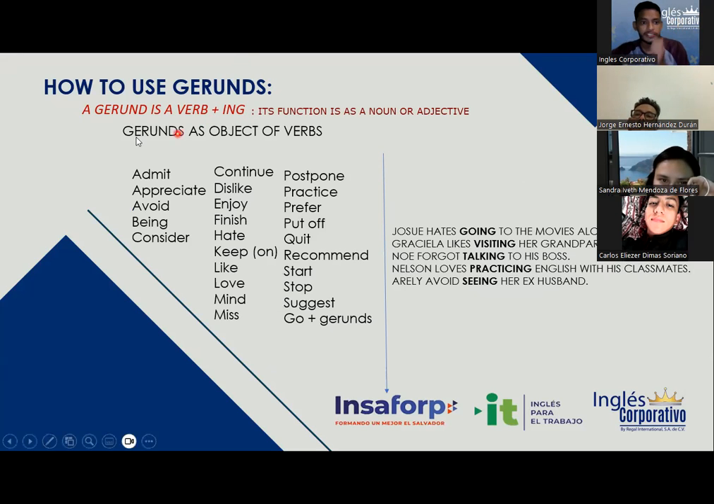Okay, observen. Gerunds as objects of verbs. Gerundios como objetos de verbos. Okay? Porque se llaman objetos, van justo después del verbo que está acá. Admit, appreciate, avoid, begin.